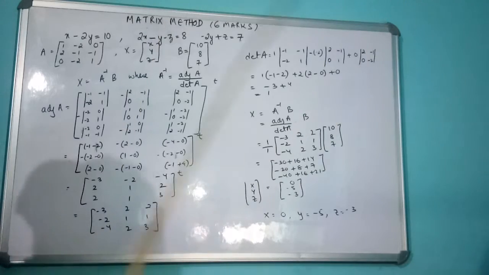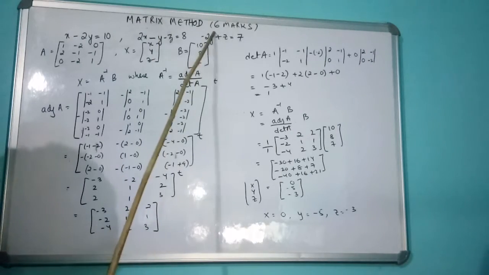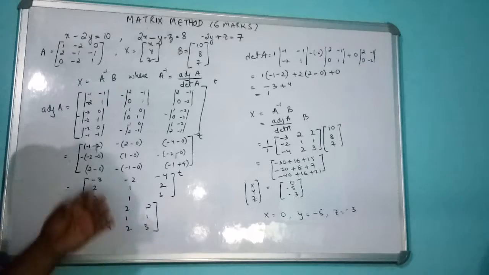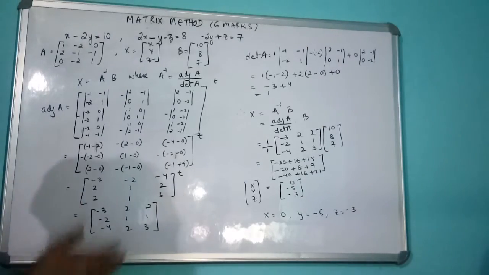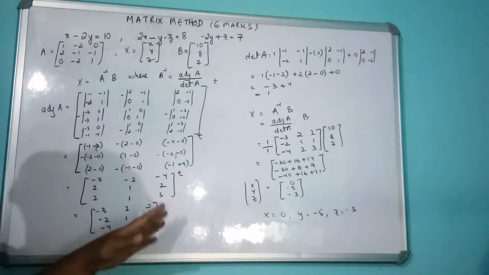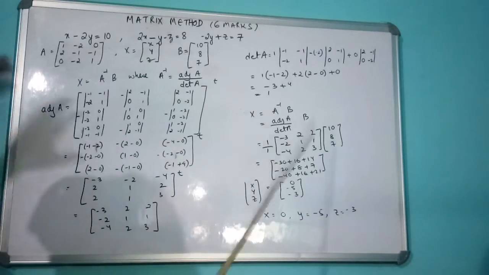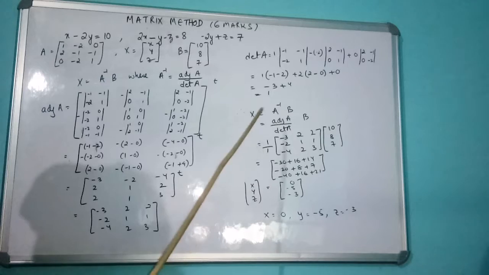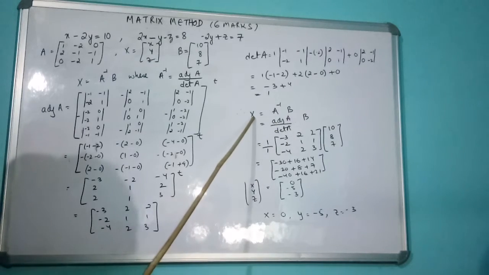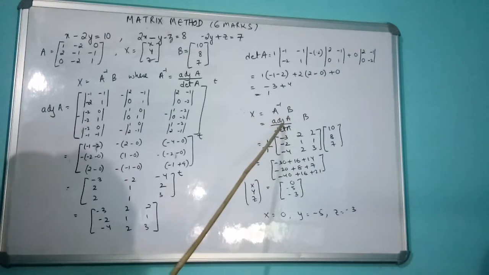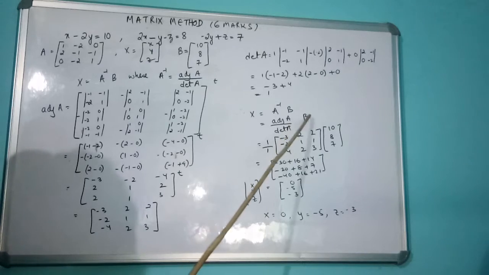Remember, every year you get this question and it will fetch you 6 marks. I'll be giving you a few questions to do on your own. I just want you all to be perfect in this. I don't want you to lose marks on this particular question. Now it's time to put in all the values. So X equals A inverse B. A inverse means adjoint A divided by determinant A, into B.